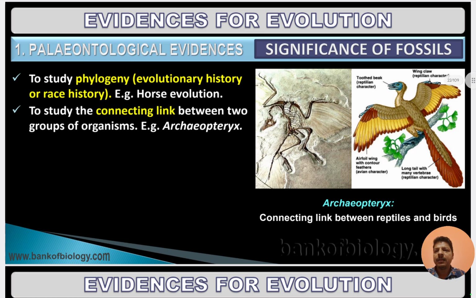Here we study the connecting link between two groups of organisms, for example Archaeopteryx. Here is the evidence, as you can see: the reptiles, and Archaeopteryx is the connecting link between reptiles and birds. Toothed beak, reptilian character; wing claw, reptilian character; airfoil wing with counter feather, avian character; long tail with many vertebrae, reptilian character. So this is the connecting link. Archaeopteryx is the connecting link between reptiles and birds.